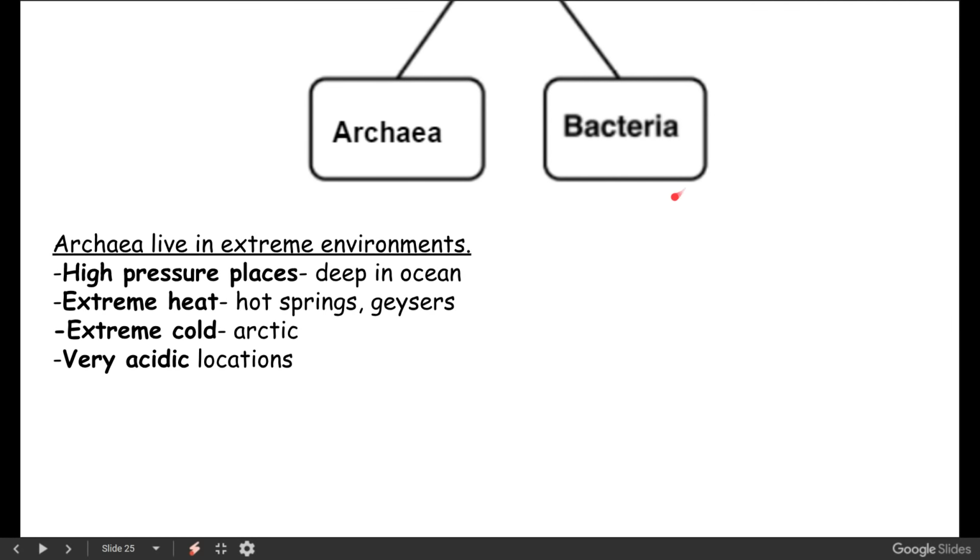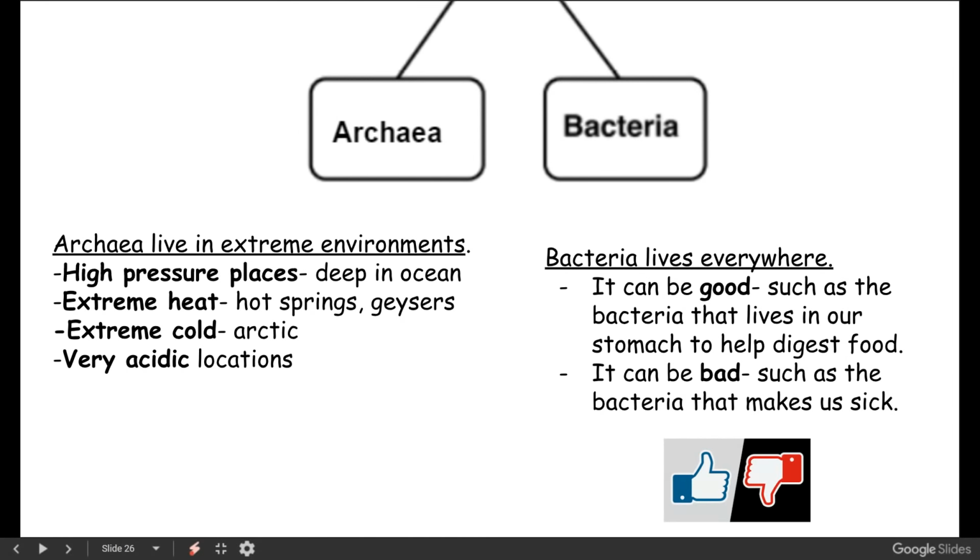Next, we have bacteria. We've all heard of bacteria. And we tend to think that bacteria is just a bad thing. But in fact, bacteria can be good or bad. And it's important to remember that bacteria lives everywhere. Bacteria is found all over. It's found inside your body, on the outside, on your hands, on the table. It's found everywhere. And remember, it can be good, such as the bacteria that lives in our stomach.